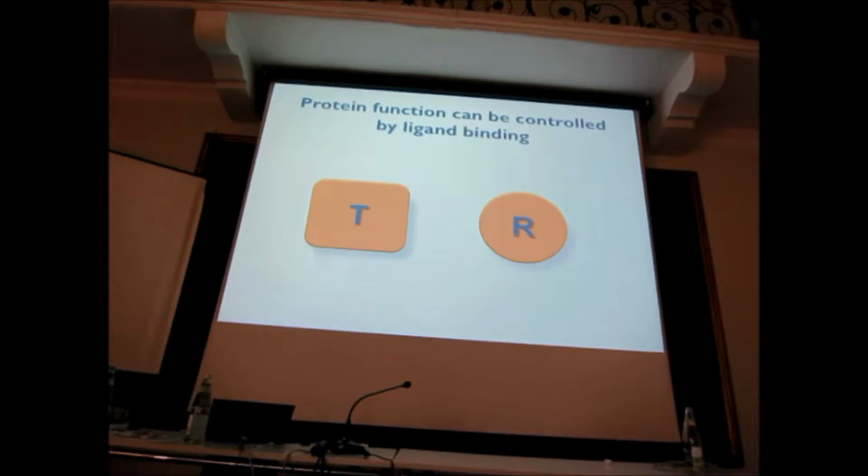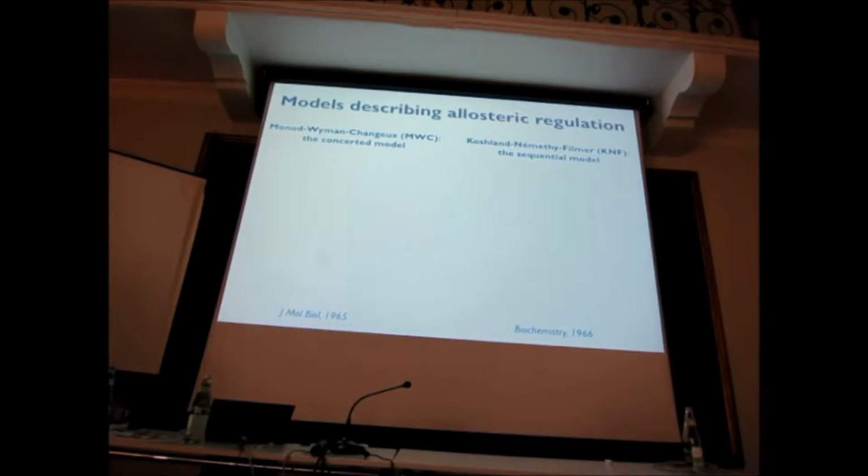And like I've said, many theories were developed, but the most common and classical models to describe allosteric mechanism of function are the MWC model, which is also called the concerted model, or the KNF model, which is also called the sequential model. And I won't go into the deep details of these two models. I just want to very briefly demonstrate the difference between them.